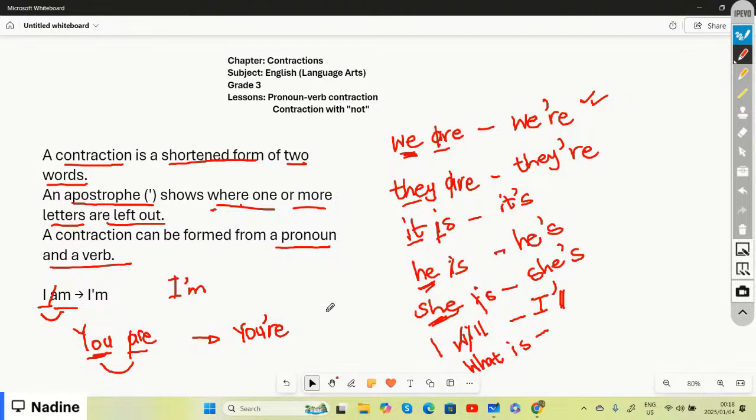Yes, and the last one is what is. What is the pronoun? We leave what. And in is, we remove the I, put an apostrophe in its place. So instead of saying what is the matter, we can ask what's the matter. So well done. I'll is correct and what's is correct. Well done.